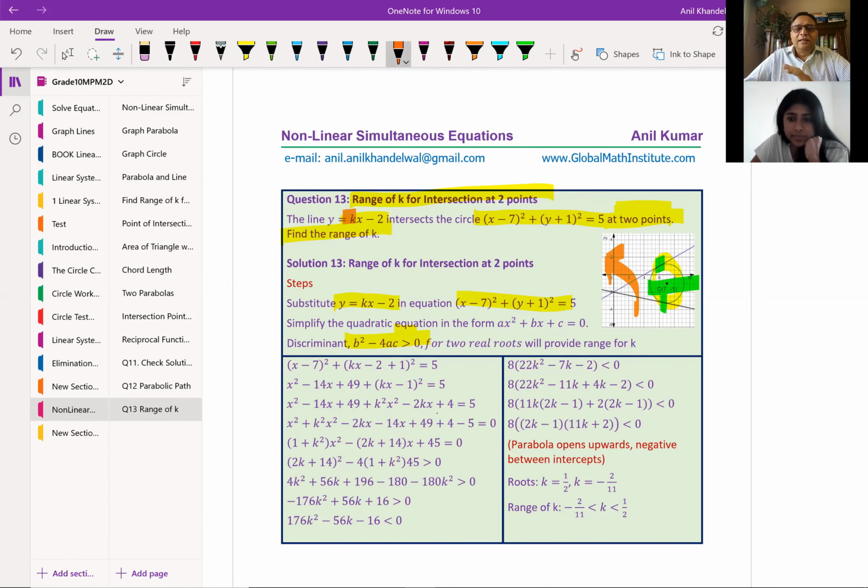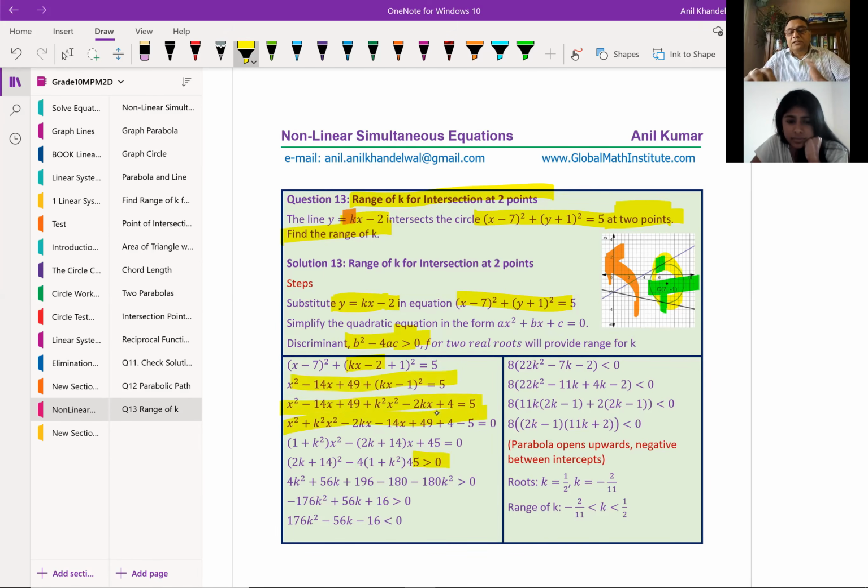But in this case, we're going to solve it with an inequality at the end. Anyway, it's kind of a mixed solution. Let me go through it now. The first step is y equals kx minus 2. We substituted this value in the equation of the circle, right? And then expanded all this.